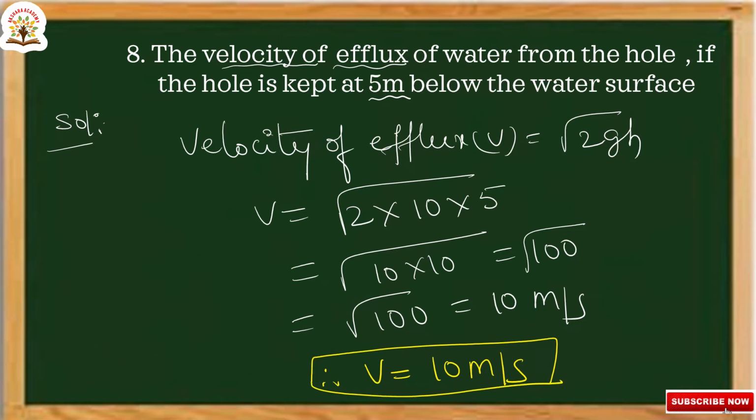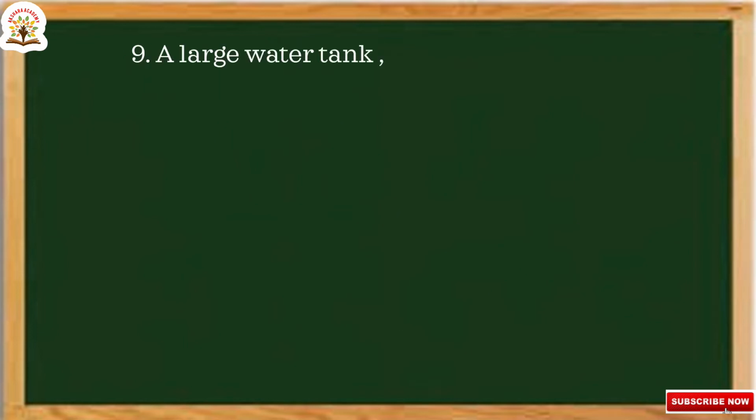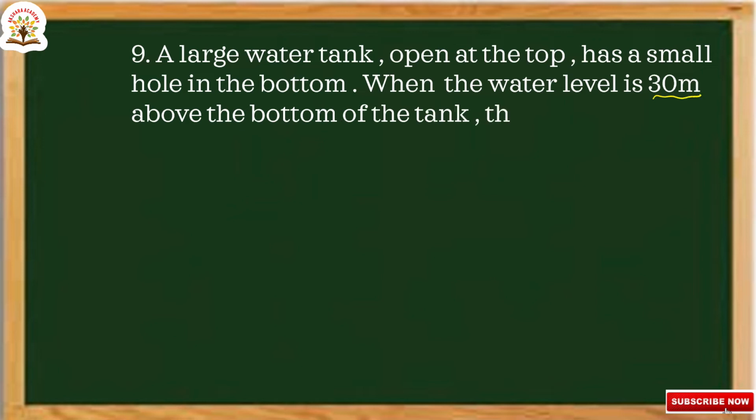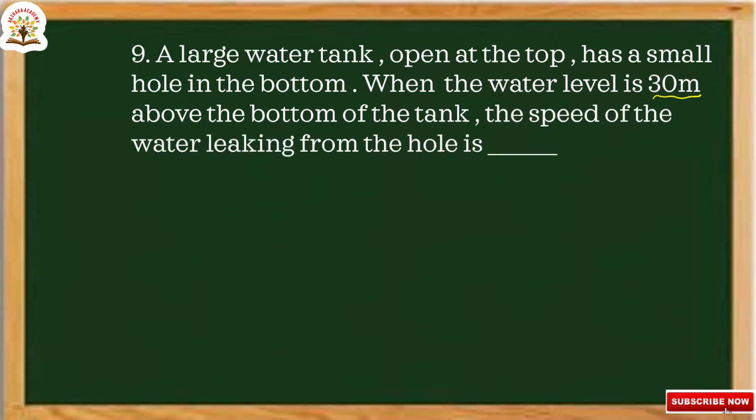Next, go to the next question. A large water tank open at the top has a small hole in the bottom. When the water level is 30 meters above the bottom of the tank, the speed of the water leaking from the hole is. Here you have to calculate the speed of water, and given here the water level is 30 meters above the bottom of the tank. Now let us go to the solution.